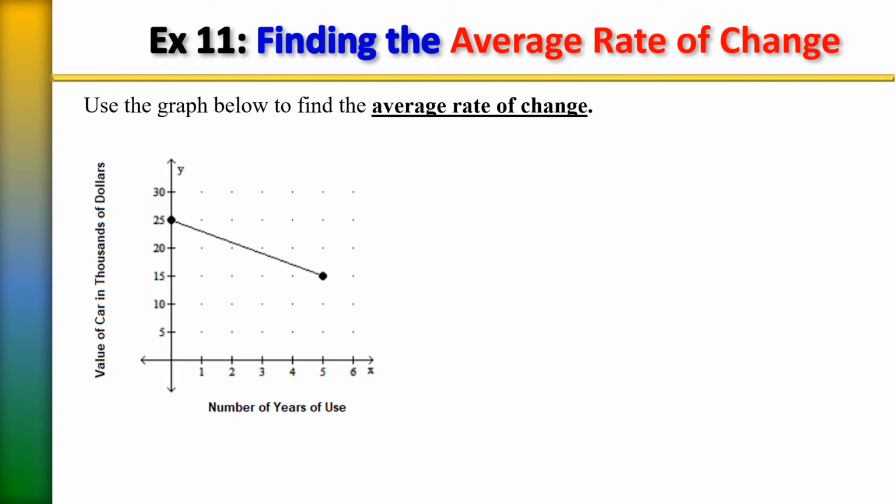So the first point would be 0 and up 25, so (0, 25). Your next point is located, let's see, over 5 and then up 15, so that would be (5, 15).